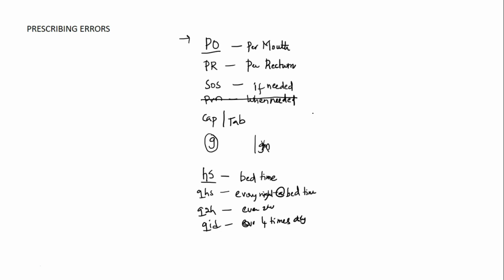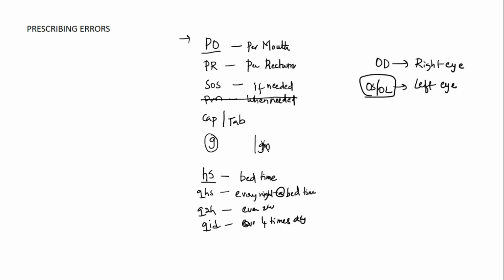Do you have any important ones? IV, IM and all, you know, right? I don't need to mention all those things. And one more thing, as I told you, OD is not once daily, it is right eye. Then what about left eye? Do you know what we call left eye? We use it whenever we prescribe eye drops. We call it OS or OL, left eye. OS or OL is for left eye.